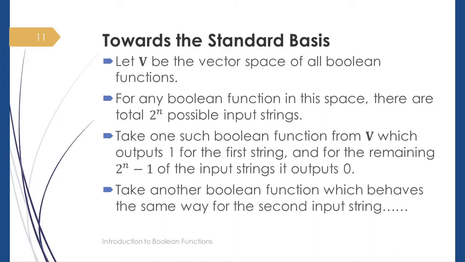Now we have a second function. It does the same thing, except it does it only for the second input string. And so on. So we could build on this idea where you have, let's say, the ith function of this family that outputs a value of 1 only for the ith string and then 0 for every other 2 to the n minus 1 strings. It's easy to see that we have 2 to the n such Boolean functions which give a value of unity for a particular string and 0 for every other string.